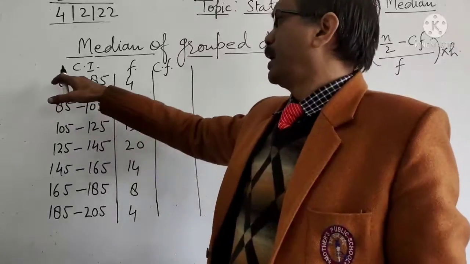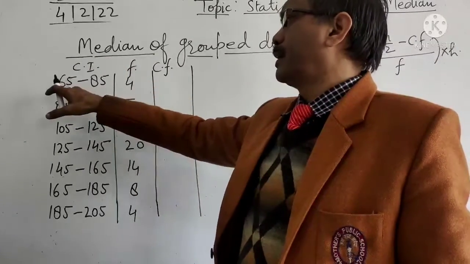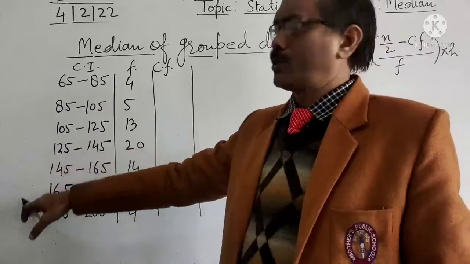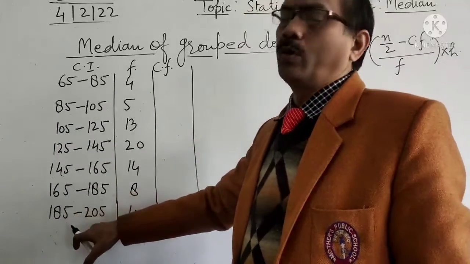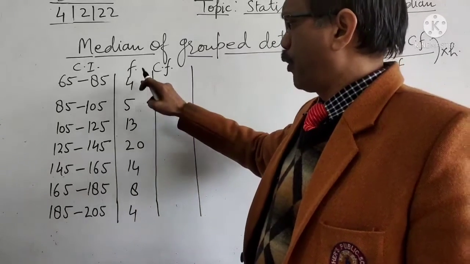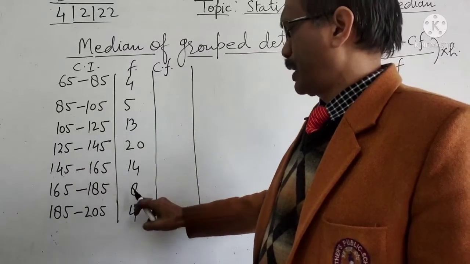Today we will learn to find the median of grouped data. Dear student, here is the class interval: 65 to 85, 85 to 105, and so on, up to 185 to 205. The given frequencies are 5, 4, 5, 13, 20, 14, 8, 4.